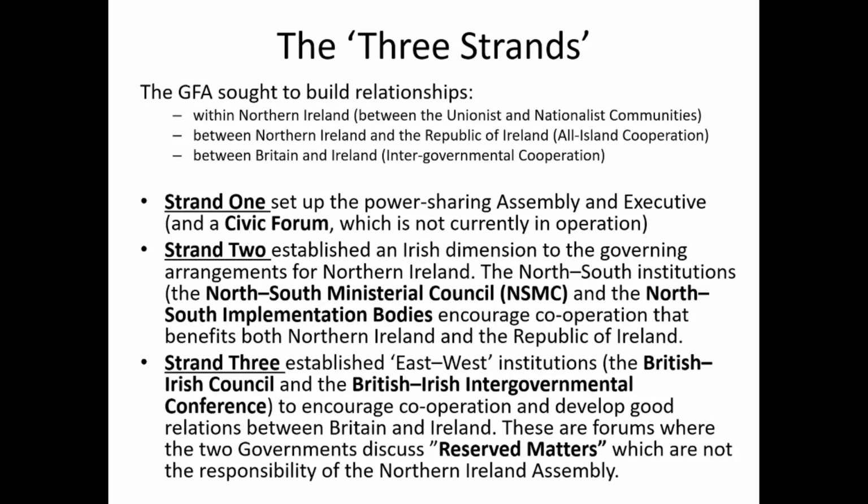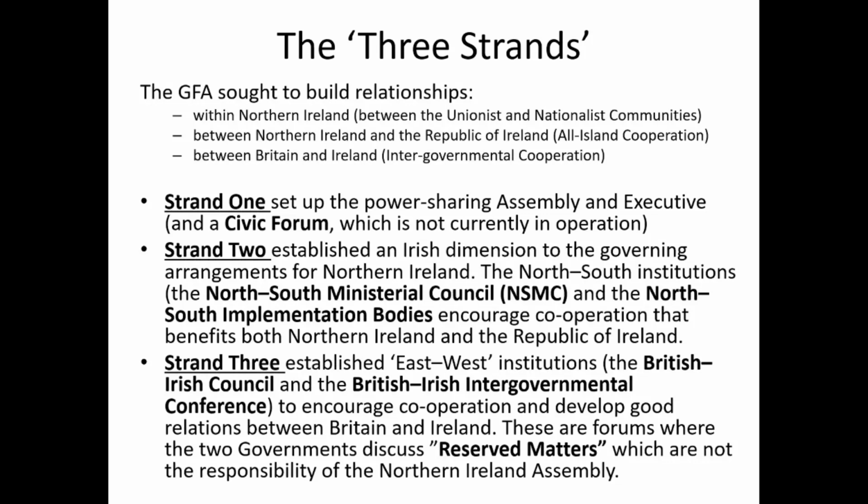And the third strand then is cooperation east-west, intergovernmental cooperation between Britain and Ireland, which basically recognises the idea that both Ireland and Britain have an interest in what happens in Northern Ireland, and we want to avoid unilateral action. Now, unilateral action is where one government decides this is what we're doing and that's it, and we don't care about the rest.